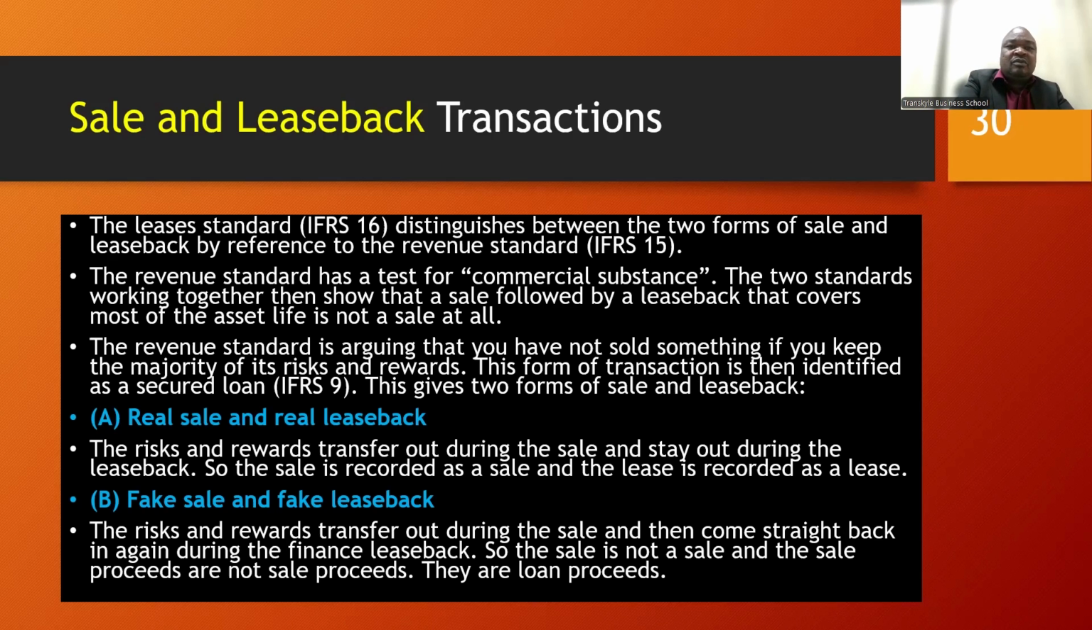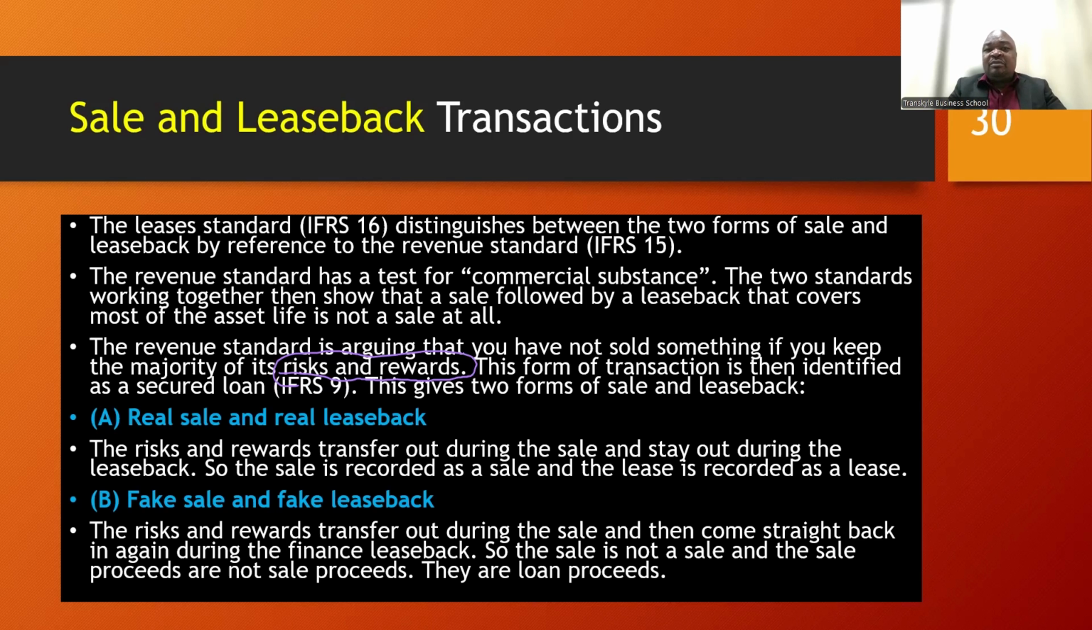Good. So we are talking of risks and rewards. This form of transaction is then identified as a secured loan. That is IFRS 9. If it fails to satisfy the sale, then in a way we might look at the transaction and say, no, this was just a loan arrangement where the building in question or the asset in question was only used for collateral.